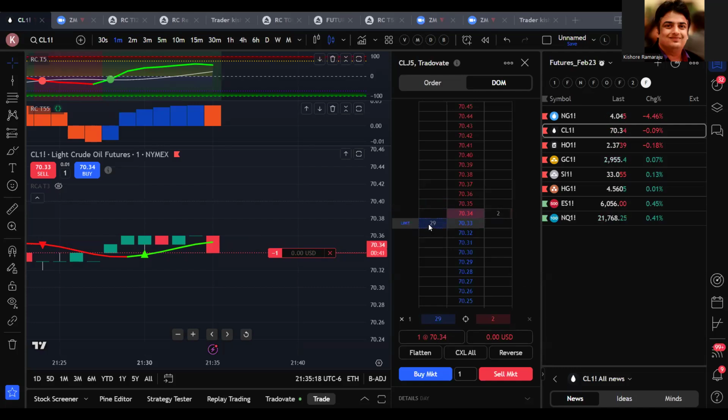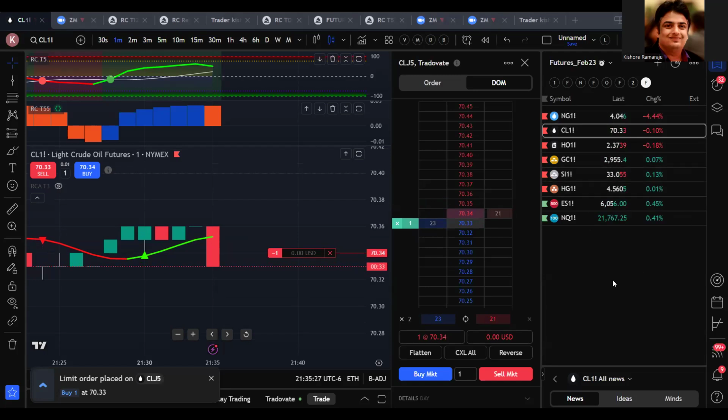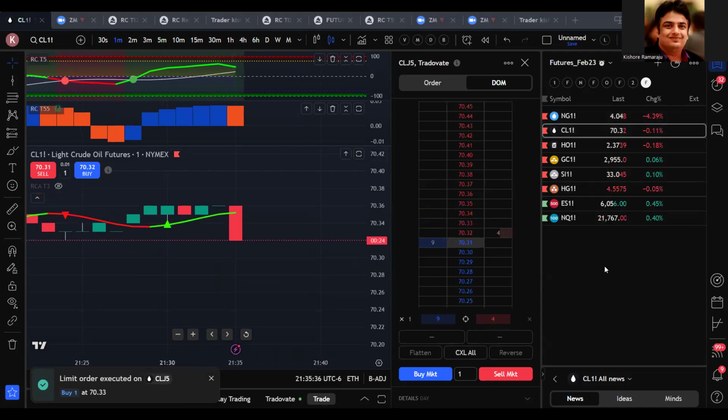So we'll take some quick small profits on crude oil. Tomorrow we can make more profits. We don't need to spend a lot of time during the evening. We already made $400, so that is good enough. So I took profit on crude oil also. Yeah, that's it, everyone. So we took profits on all the trades. Crude oil, we took very small profits.